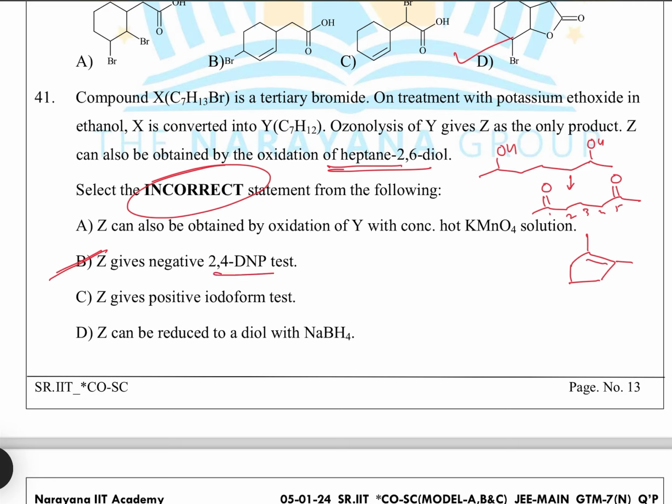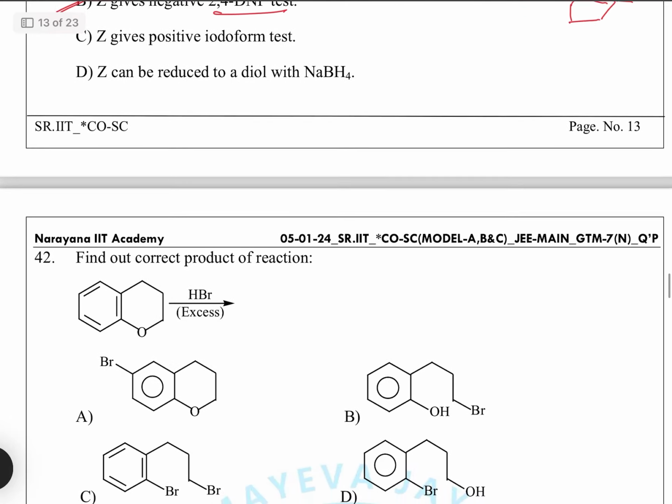Incorrect. It gives the 2,4-DNP test because it is a ketone. Carbonyl compounds give the 2,4-DNP test, Brady's reagent. Correct.